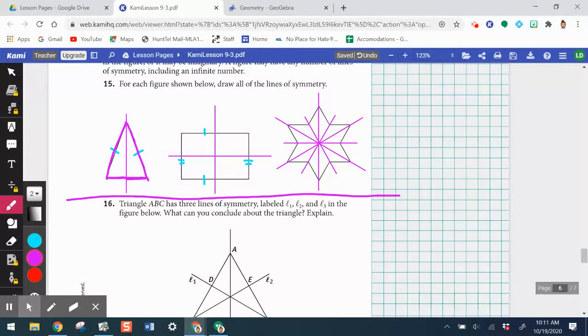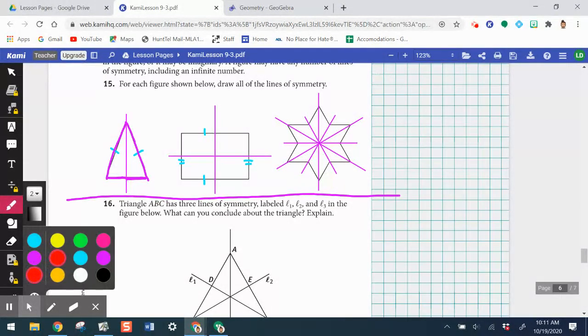Likewise, on this rectangle here, I put these congruency marks. That's letting us know that this side right here is congruent to this side of the rectangle, and this side is congruent to that side of the rectangle. So that's why I only drew two lines of symmetry, because it only has two pairs of congruent sides.